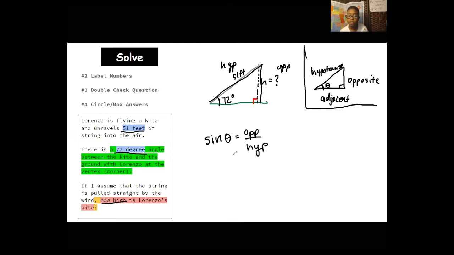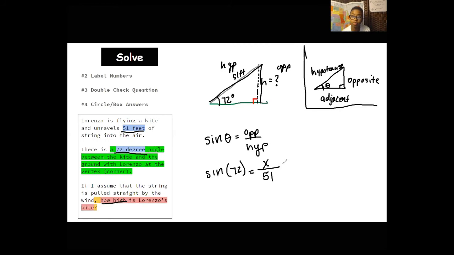And let's start filling stuff in. So we know theta represents the angle, and the angle is 72. And then when we're looking at the ratio, opposite is in the numerator. What's opposite? We know that opposite actually represents the height of this kite, but we don't know what the height is. So we're going to call height x, okay? And then what's in the denominator is hypotenuse. Hypotenuse we know actually represents 51 feet. So we're going to write 51 feet in the denominator. Okay, cool.